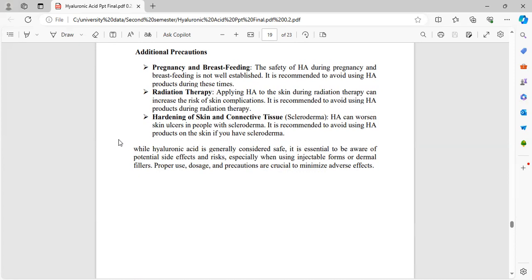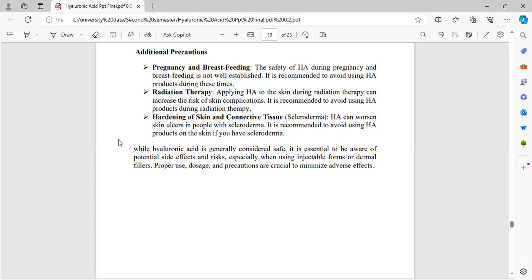The third one is hardening of skin and connective tissue. Hyaluronic acid can worsen skin ulcers in people with scleroderma. It is recommended to avoid using hyaluronic acid products on the skin if you have scleroderma.